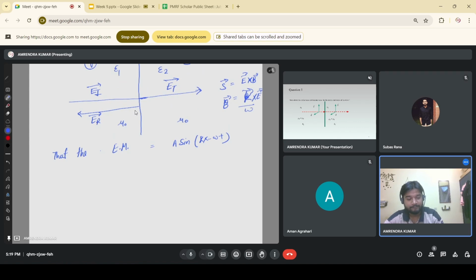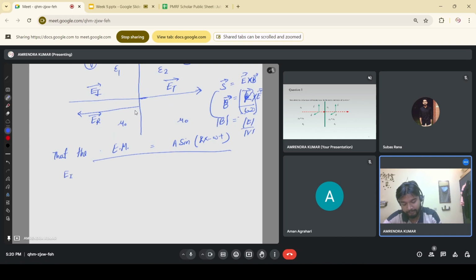This is your velocity. This is the magnetic field. This can be your velocity if you normalize it, like you take out the amplitude. So we have, let's say, the incident wave.